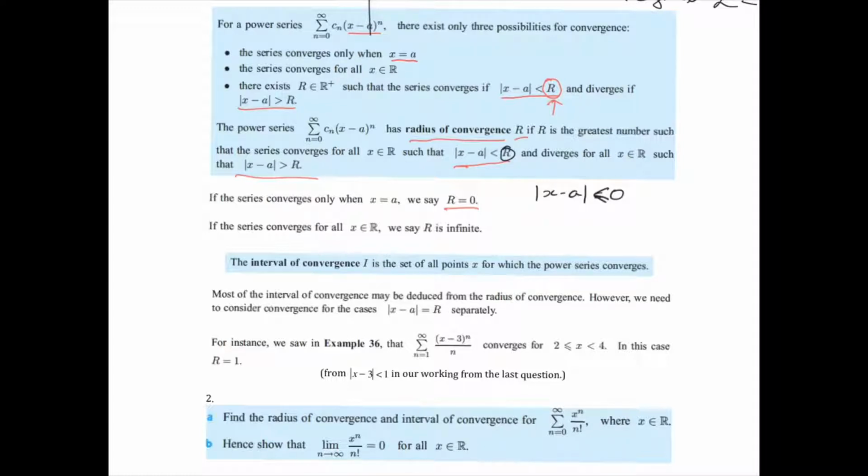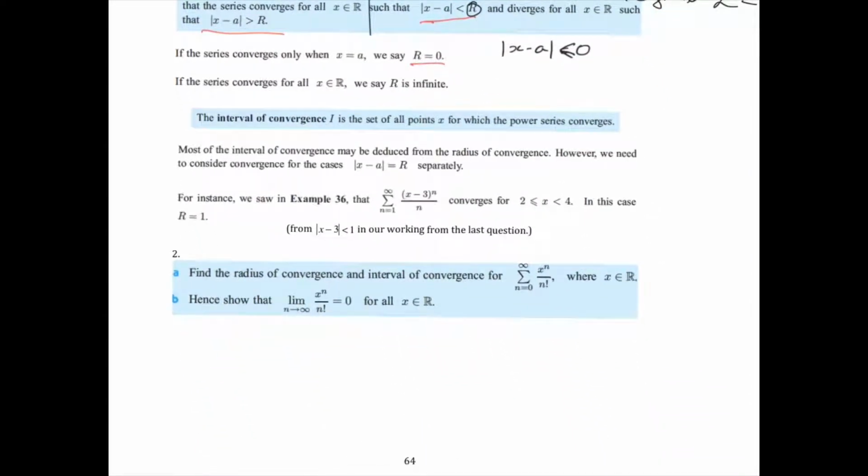And the interval of convergence, I, is the set of all points x for which the power series converges. So R is the bound, I is the set of all the values of x. So there's an example down here. First of all, I'll read.